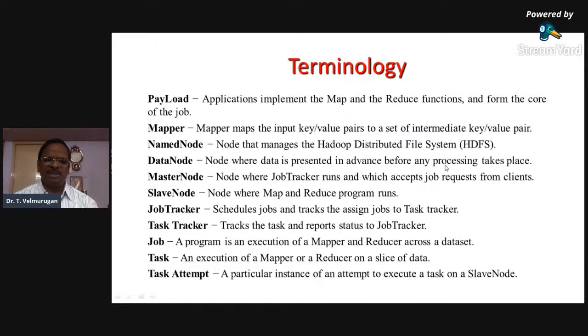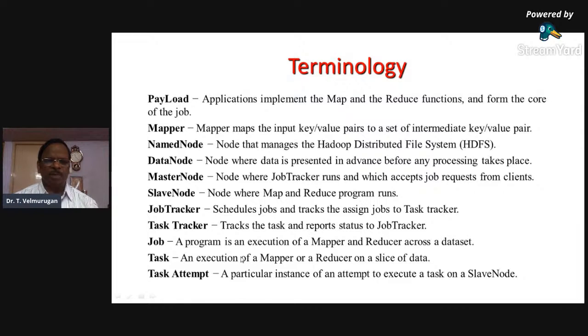Name node manages the Hadoop distributed file system. Data node is where data is present in advance before any processing takes place. Master node is where the job tracker runs and which accepts jobs. Slave node is where map and reduce programs run. Job tracker schedules jobs and tracks the assigned jobs to the task tracker. Already I told, the task tracker does the jobs assigned by the job tracker.